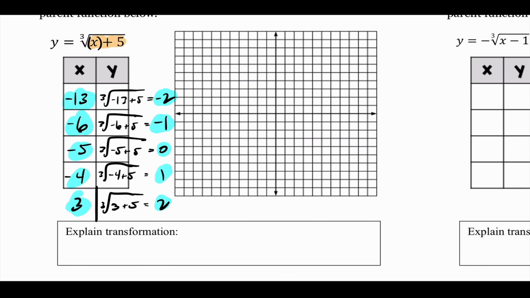Dots. First one, negative 13. So I've got to go left 13, down 2. I don't think I can make it to 13. 1, 2, 3, 4, 5, 6, 7, 8, 11. So I've got to go a little bit over. It's going to be right about there, just off my graph. Negative 6, negative 1. Left 6, down 1. Negative 5, 0. So just left 5. Negative 4, 1. 3, 2.